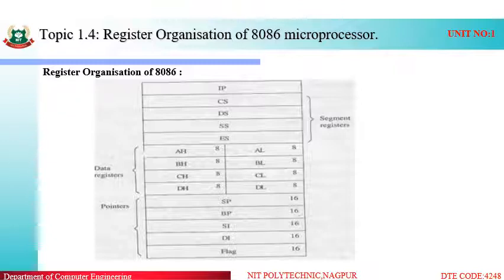That means it is divided into two equal parts, higher order and lower order. So if the AX register is there, for user convenience we can divide it into AH, A higher, and A lower. Similarly, if BX is there, B higher and B lower. If CX is there, C higher, C lower. If DX is present, that means D higher and D lower. So this is done only for user convenience.